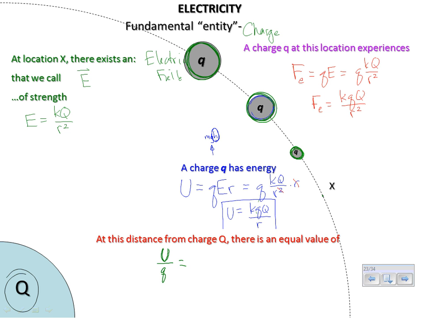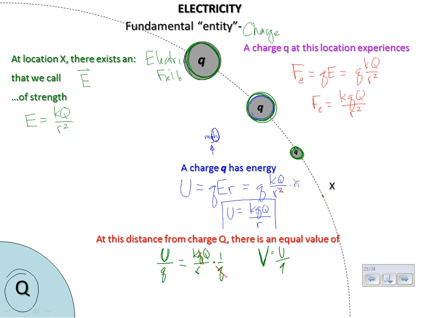So that's K little q big Q over R, divided by q. Well, we get rid of the q. And we have this electric potential, which we actually call capital V.